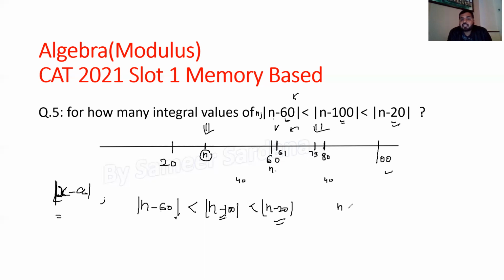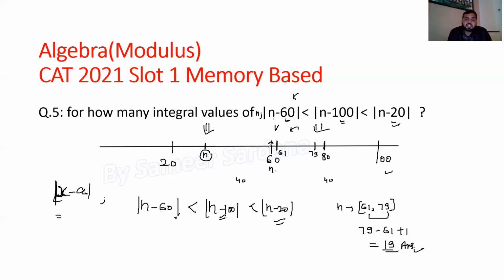So when I'm saying that n lies in the region of 61 to 79 with both values included, now how many integral values lies in this region? The answer would be 79 minus 61 plus 1. So the answer to the question would be 19, guys. This was a very simple question, right?